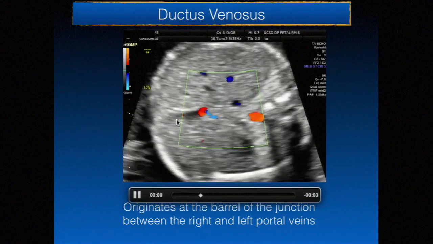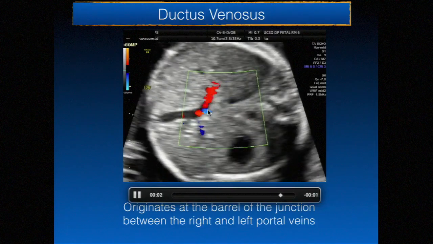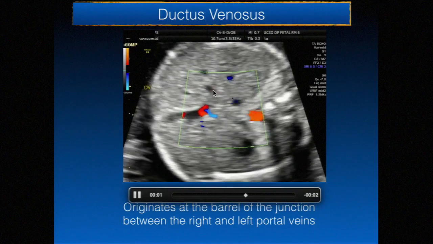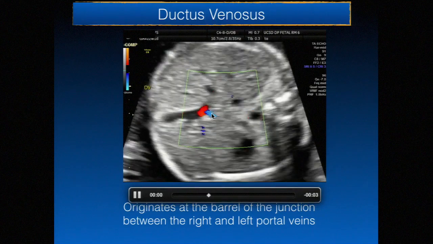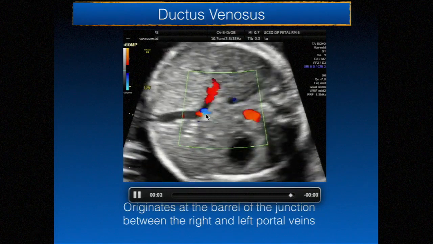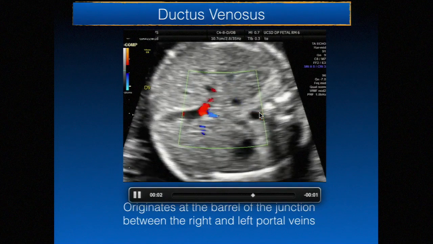So again, follow the umbilical vein back. Right at the junction where it turns towards the right, at the level of the portal sinus, that's where your ductus venosus is going to come back straight towards the spine.